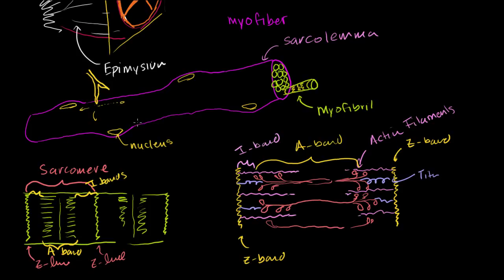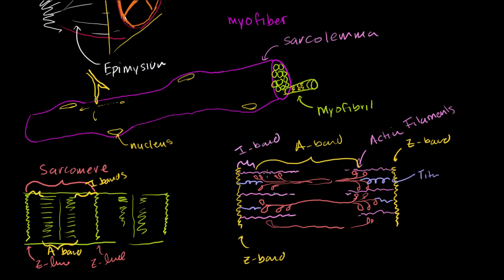Those trigger the sarcoplasmic reticulum to release calcium. The calcium attaches to the troponin that's attached to these actin filaments. That moves the tropomyosin out of the way. And then the crawling can occur. The myosin can start using ATP to crawl along these actin filaments.